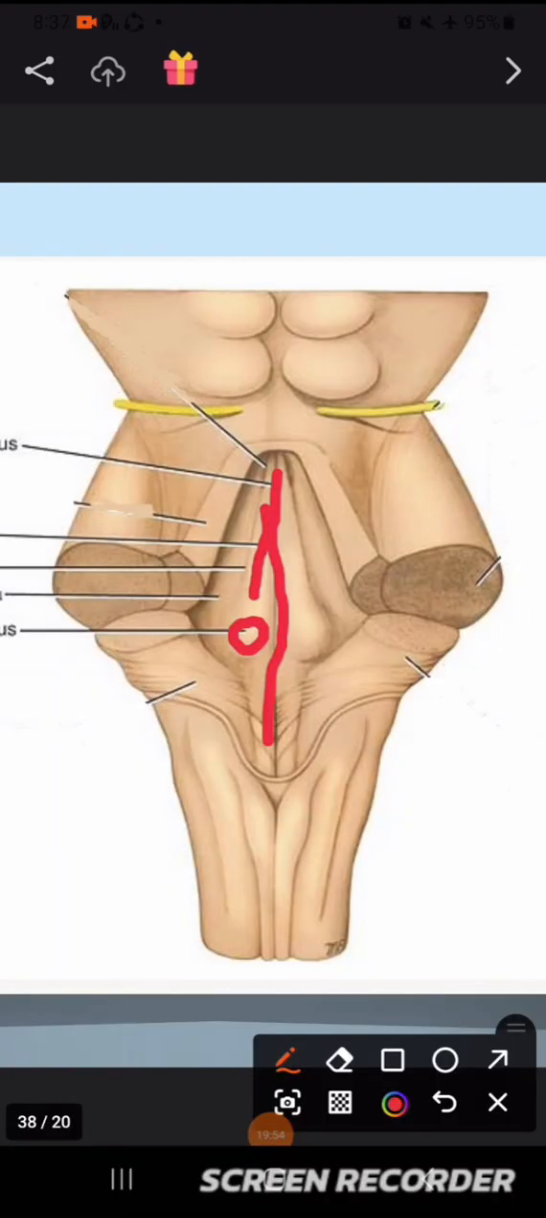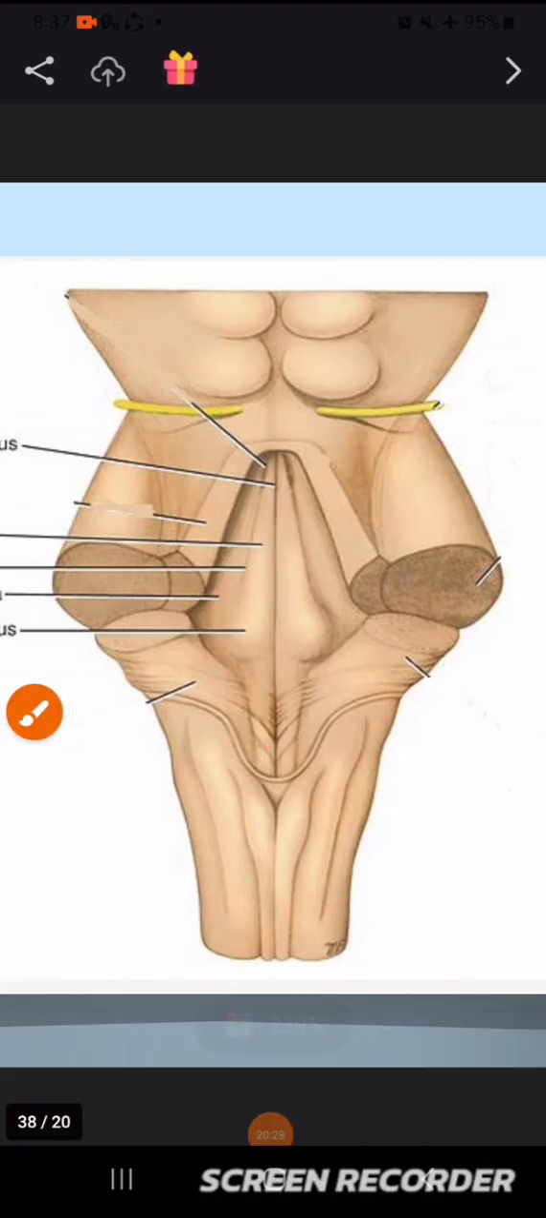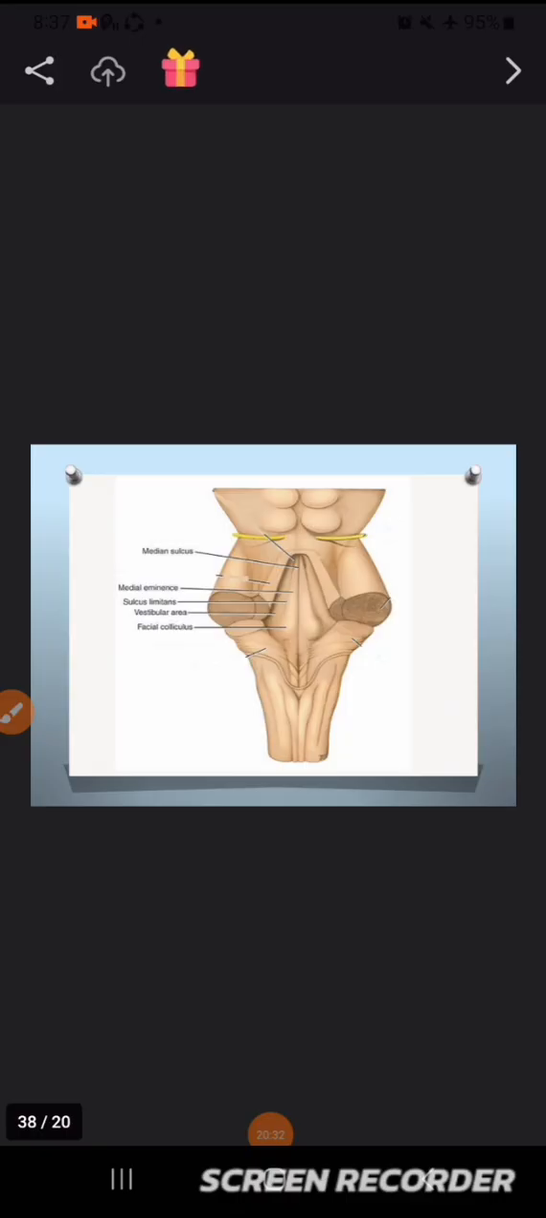Colliculus. This facial colliculus is formed by the abducens nucleus and the axon of the facial nerve. This sulcus is known as the sulcus limitans and this area is known as the vestibular area. Again: median sulcus, medial eminence, facial colliculus, sulcus limitans, and vestibular area. This is the posterior surface of the pons.